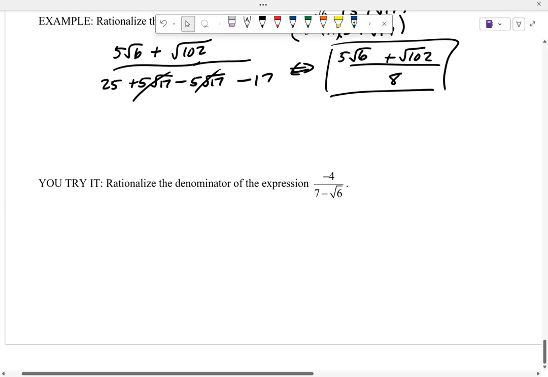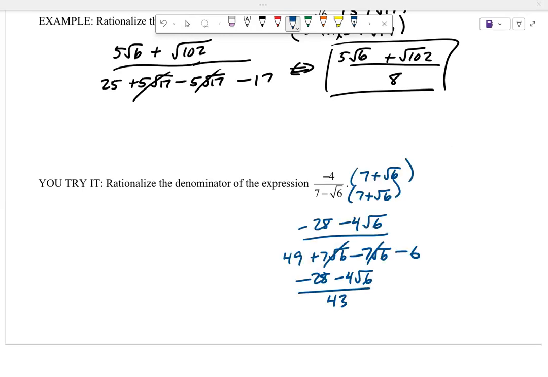And then your last one there, you can go ahead and pause as well. You'll get negative 28 minus 4 root 6 all over 42.